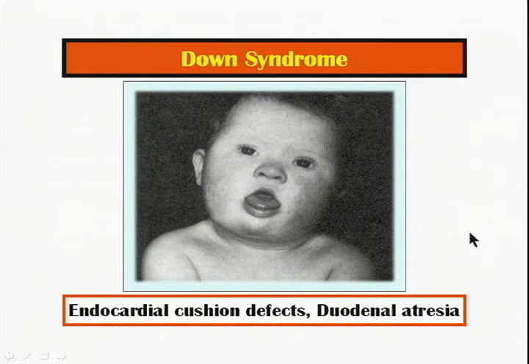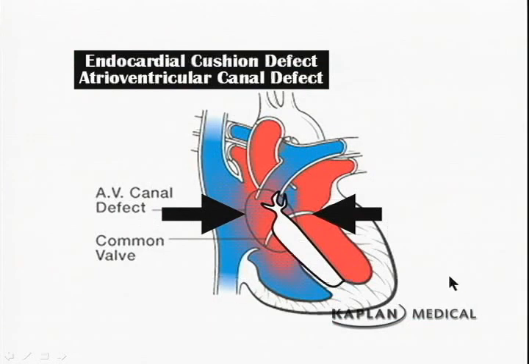This is your typical picture of Down syndrome with the protruding tongue. What I'd like you to remember for board exam purposes is Down syndrome is associated with endocardial cushion defects and duodenal atresia.